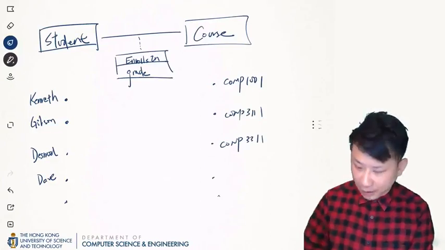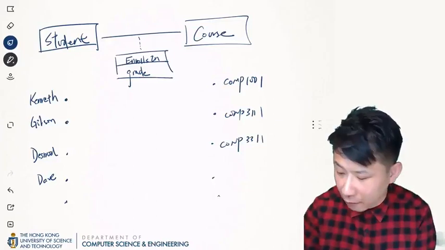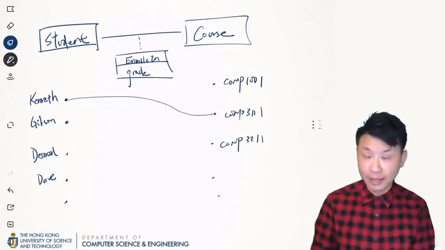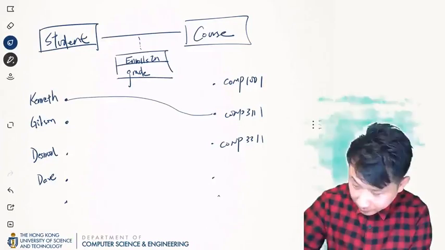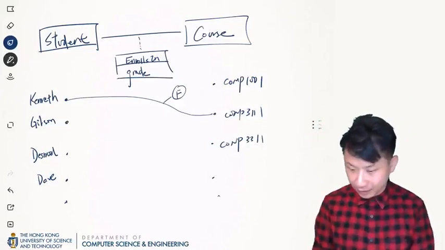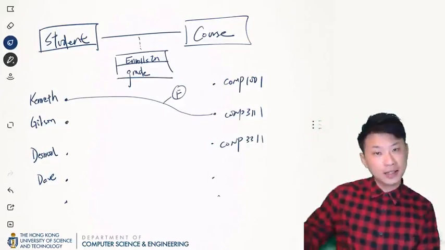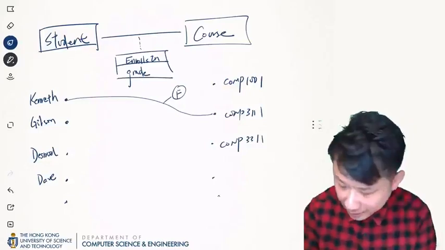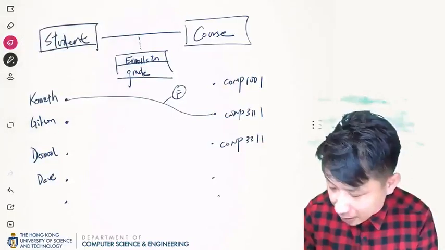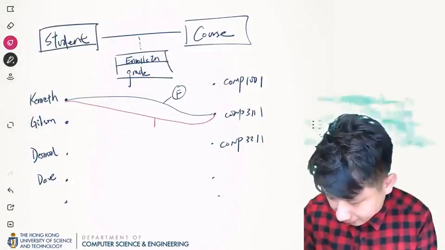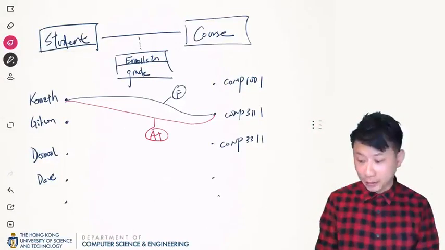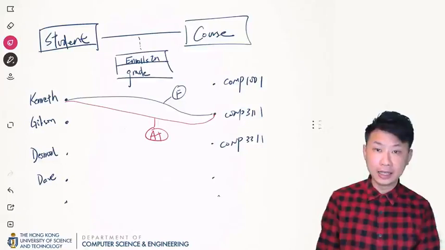Now let's say we have this kind of situation. Let's say Kenneth enrolls into COM 3111 in the previous semester. Then he failed. We try to store the grade, failed, using the association class. Then now let's say he takes COM 3111 again in this semester, and this time he gets an A+. Now using this model, can we store this kind of information? Yes or no?